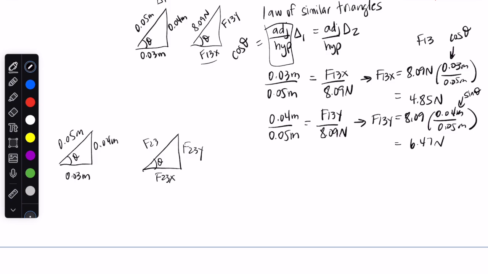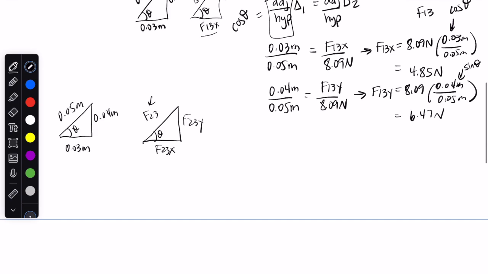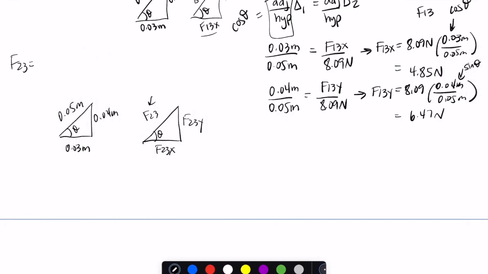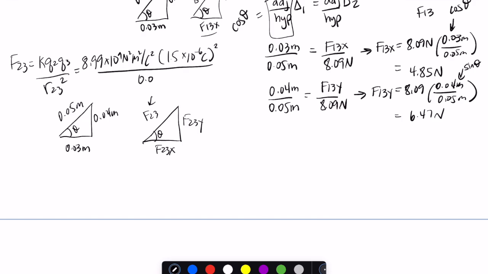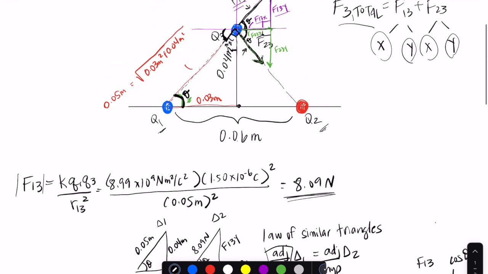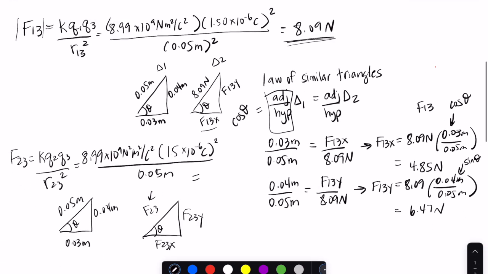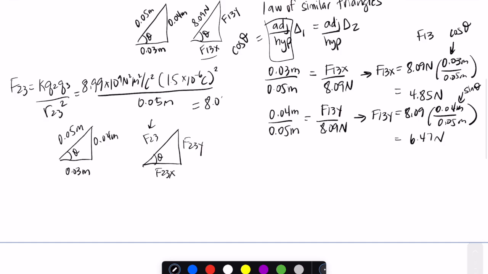So now we can compare. First we need to figure out what F23 is. We can definitely do that with our Coulomb's law. And what you'll see is you'll get the same value as F13, because the charges are the same and the distances are the same. Right? The distance is 0.05 meters from 2 to 3, same as 1 to 2. The hypotenuse of this triangle, that's the distance. Okay, so you get the same thing as for F13, which is 8.09. All right, so that's 8.09.